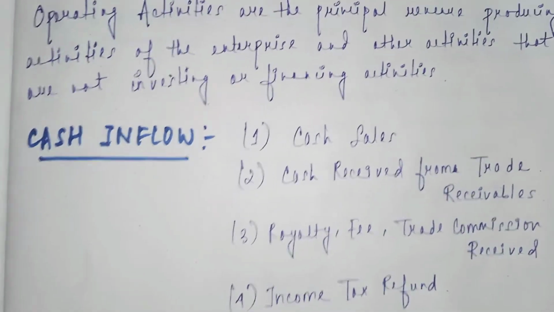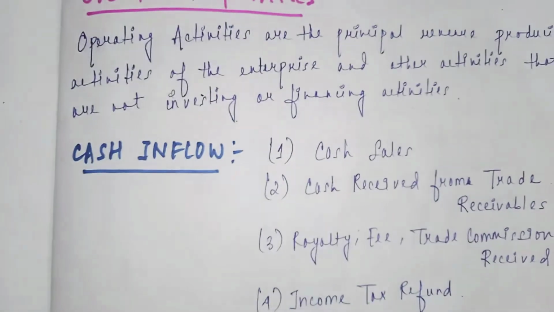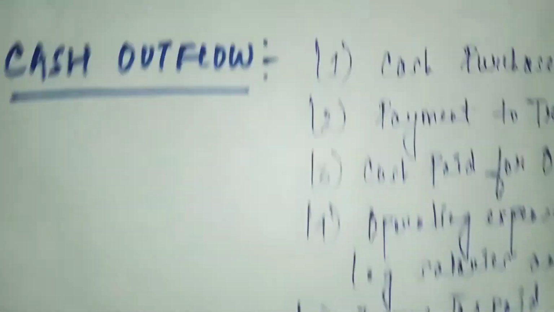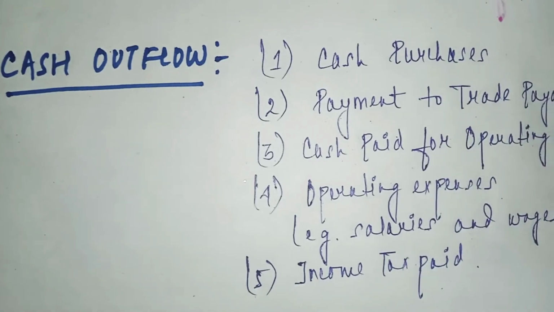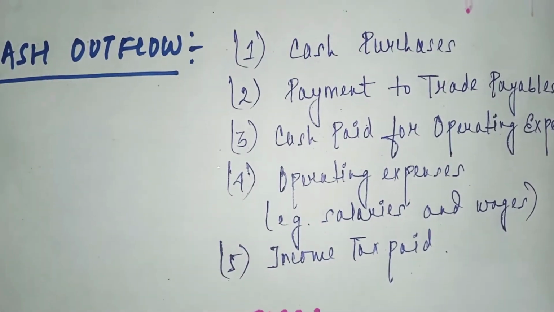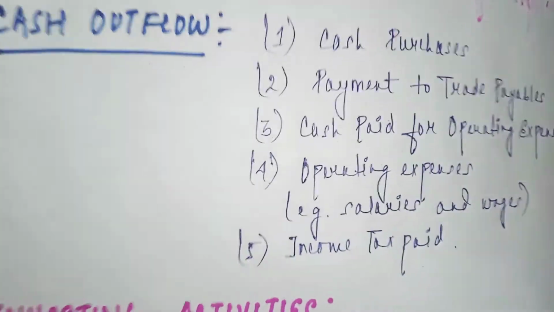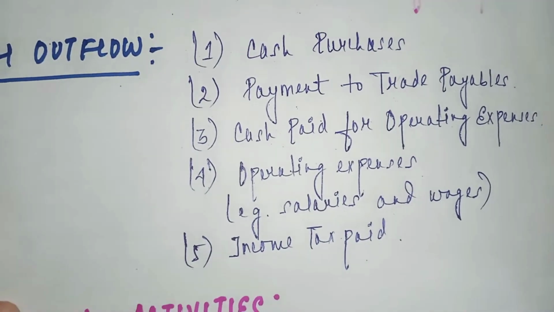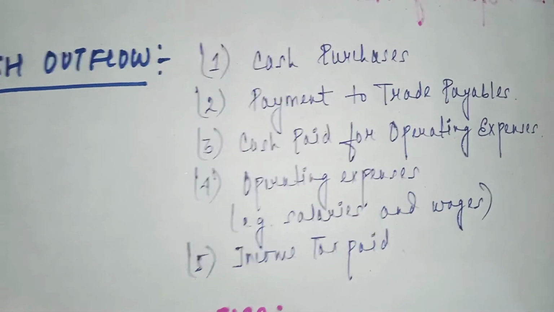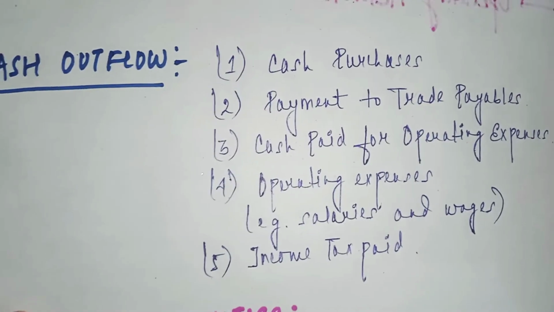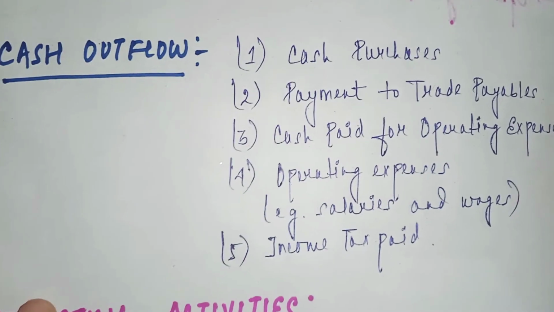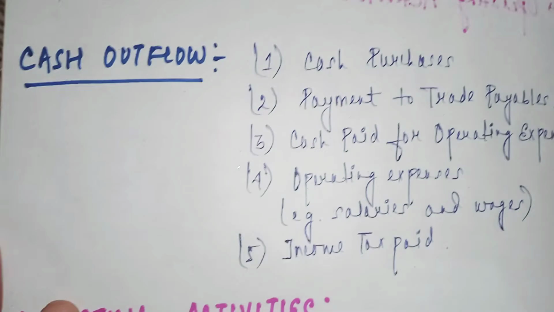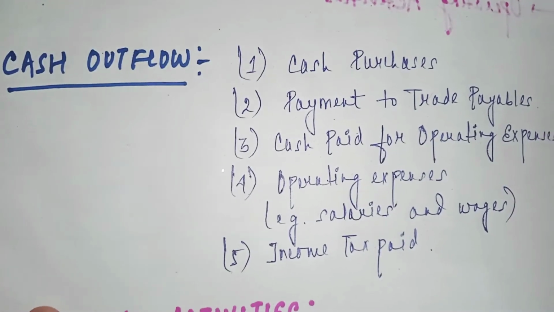Now we will learn about the cash outflow in the operating activities. The cash outflows in the operating activities are any cash purchases, payment of trade payables, cash paid for operating expenses, for example, the salaries and wages, income tax paid. Now, any cash purchases you have made, that is, any purchase of goods you have done, leads to the cash outflow in the operating activities.